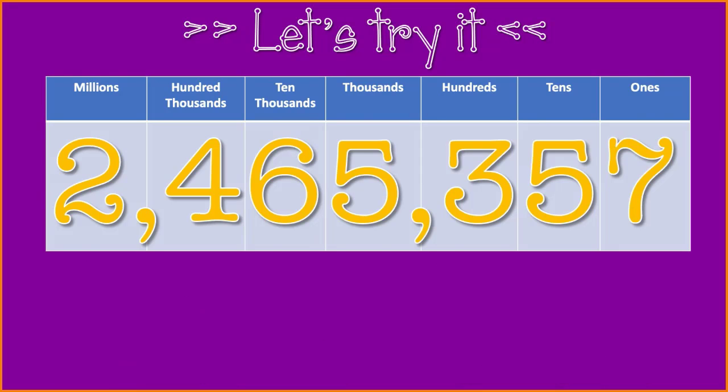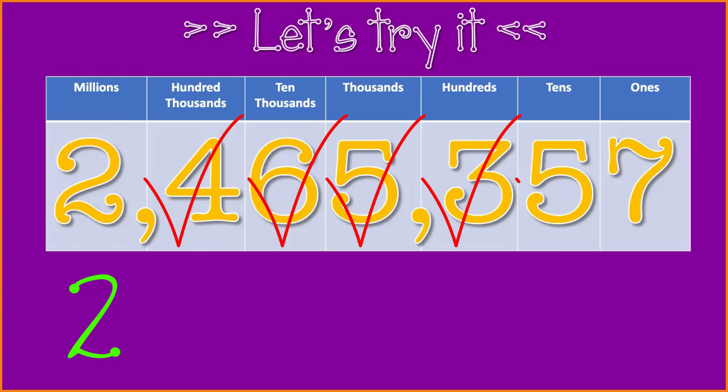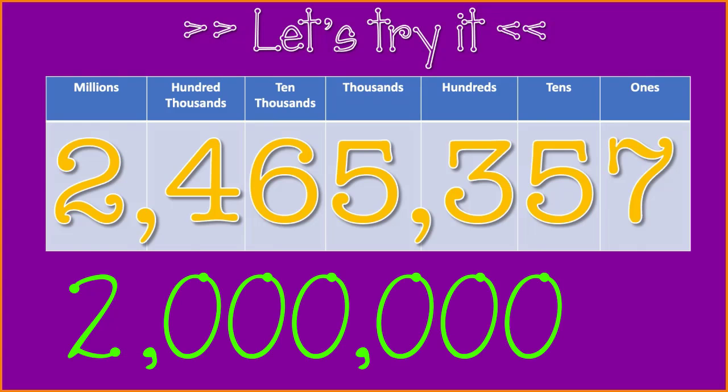Remember, to write the value, you write down the digit you are working with, and then you write zeros for all the digits to the right hand side. So we write down the 2, which is the digit we're working with in the millions place value, and we write 1, 2, 3, 4, 5, 6 zeros. That will give us the value, which is 2 million.